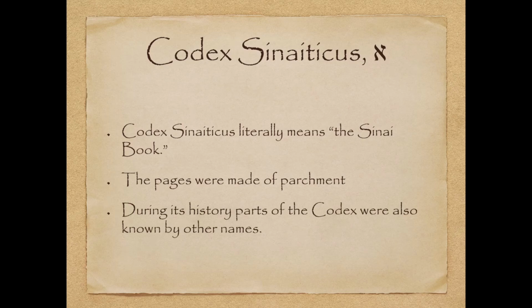The 43 leaves, which are now at the Leipzig University Library, were published in 1846 as Codex Frederico Augustinus, in honor of Frederick Augustus II, King of Saxony, who was the patron of the German biblical scholar and editor of Codex Sinaiticus, Constantine Tischendorf. The 347 leaves, now in the British Library, were previously known as Codex Sinaiticus Petropolitanus, as they were kept in St. Petersburg between 1863 and 1933.